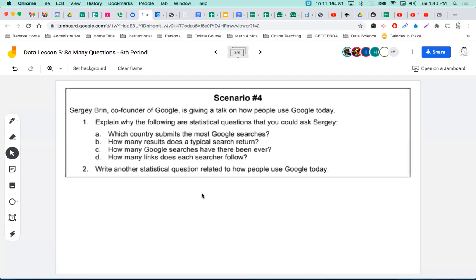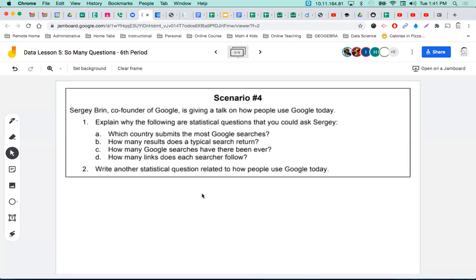All right. B, how many results does a typical search return? You guys know that sometimes you do those searches and at the bottom there's only 1 or 2 numbers because your search is very specific. And then sometimes you go down there and it's an infinite number of O's in the Google word because you could just keep clicking through and get more and more.